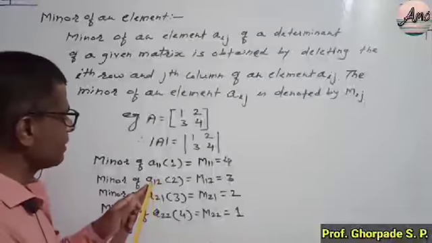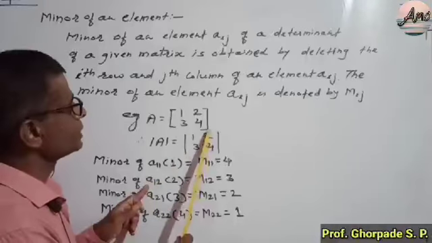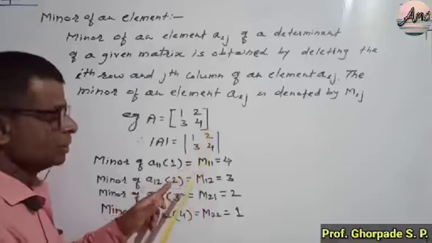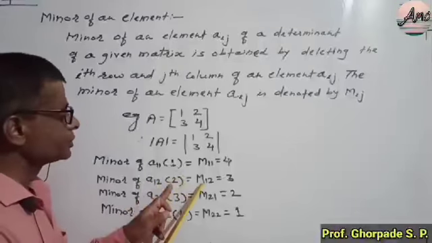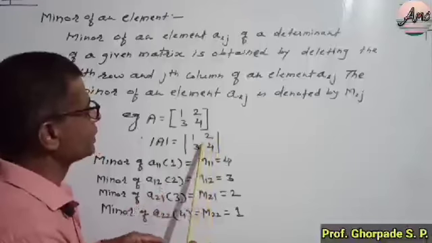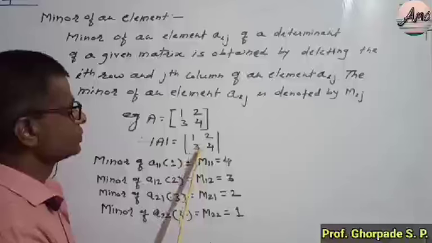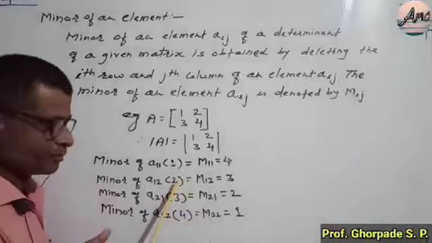Similarly, minor of A12. A12 is what? The A12 is the element present in first row, second column. First row, second column, which element is present? 2 is present. So we are obtaining the minor of 2. So minor of A12 is denoted by what? M12. So if you delete first row, second column, what will you get? You will get 3. So 3 is considered as what? The minor of an element 2.